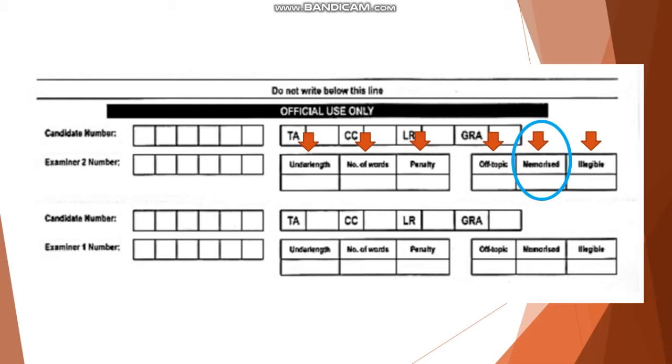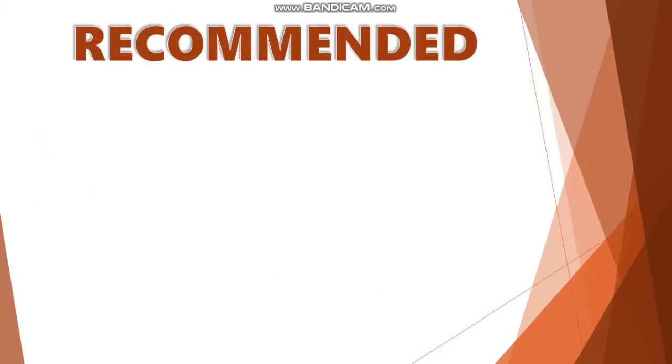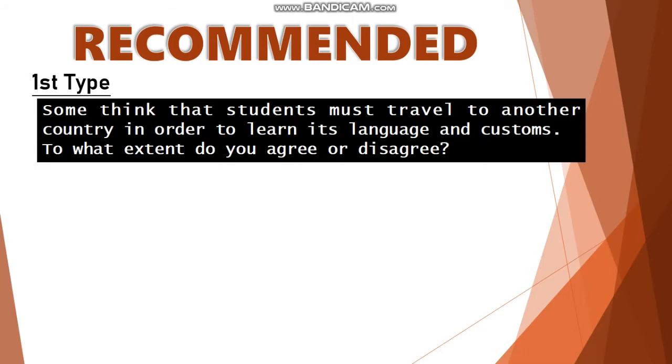So, in order for us to reach the score we want, here is how the IELTS experts recommend the thesis or outline statement to be written. Let's start with the first type of question, the one that requires your opinion. Again, in order to do this right, planning is needed. The sample question is, some think that students must travel to another country in order to learn its language and customs. To what extent do you agree or disagree?